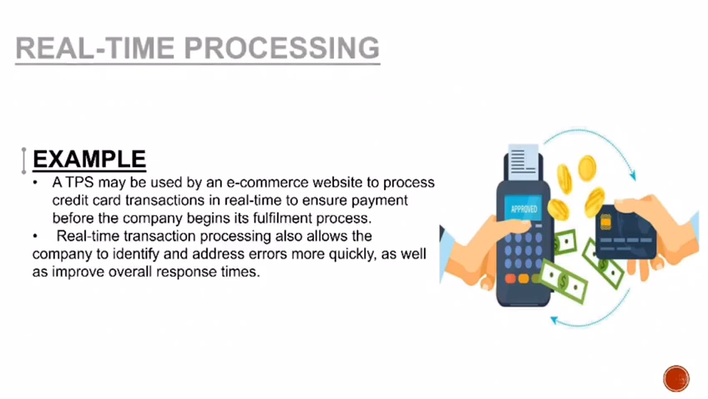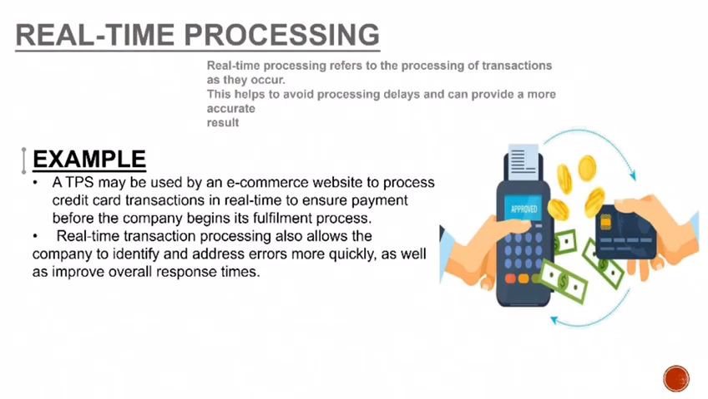As for real-time processing, it refers to the processing of transactions as they occur. This helps to avoid processing delay and can provide more accurate results. As an example, a TPS may be used by an e-commerce website to process credit card transactions in real time to ensure payment before the company begins its fulfillment process. Real-time transaction processing also allows the company to identify and address errors more quickly, as well as improve overall response times.